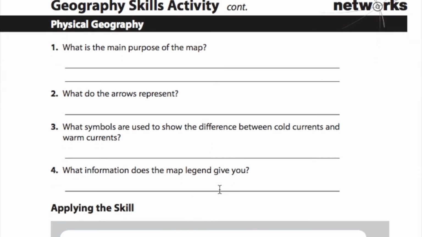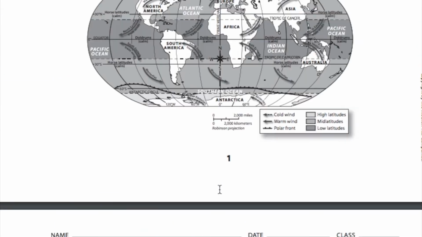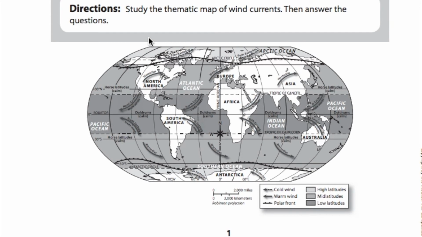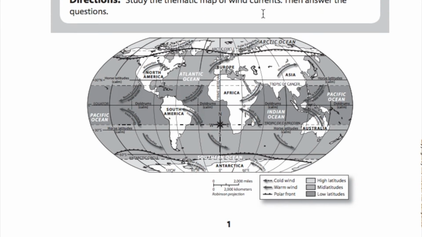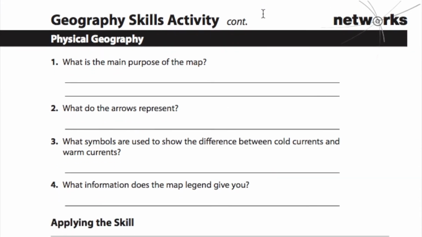Number one says, what is the main purpose of this map? If I look at the title, it says study the thematic map of wind currents. So it's trying to tell me about the wind currents on our Earth. The main purpose is to display Earth's wind currents. I would write that in a complete sentence. The main purpose of this map is to display Earth's wind currents. Nice work.